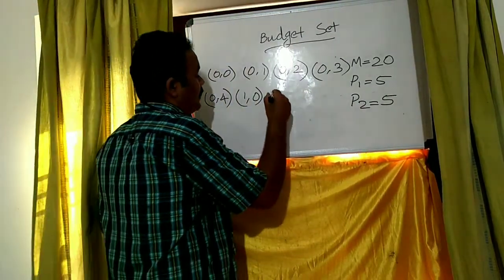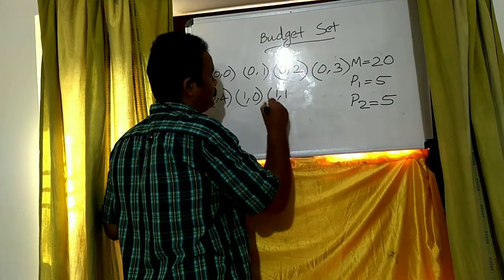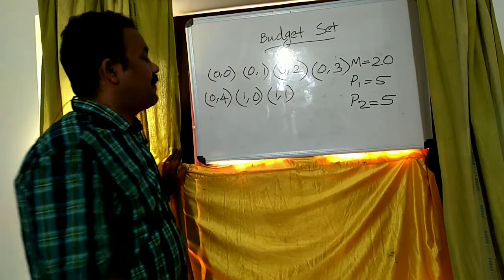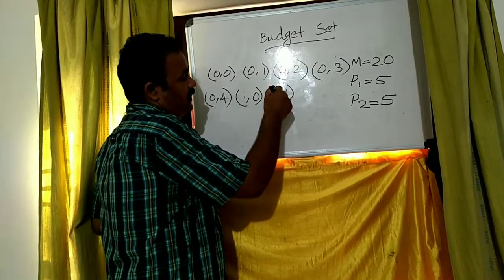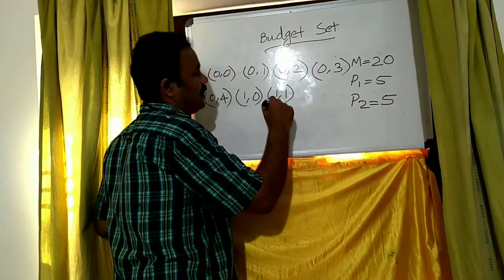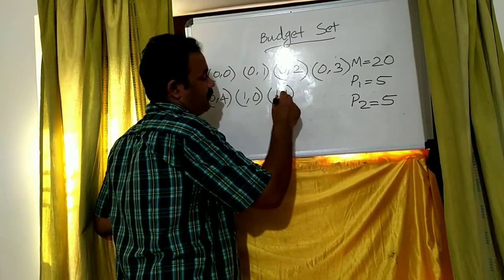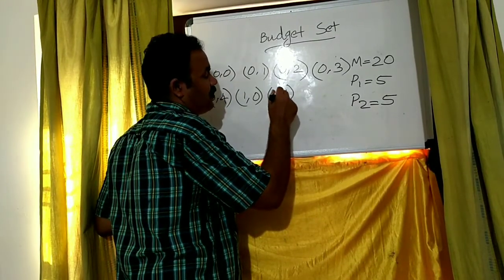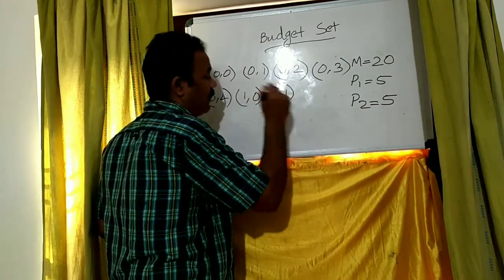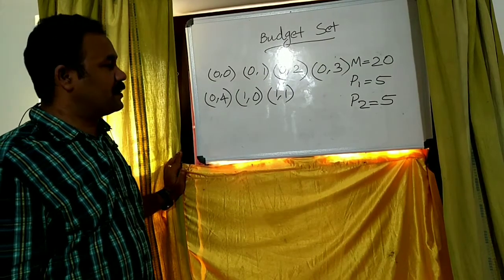Then next bundle we can write 1, 1. Here what is total expenditure? Price of the first commodity, that is 5, 1 into 5, 5, plus price of the second commodity into quantity of the second commodity, 1 into 5. 5 plus 5 we will get 10. So this bundle is also possible.